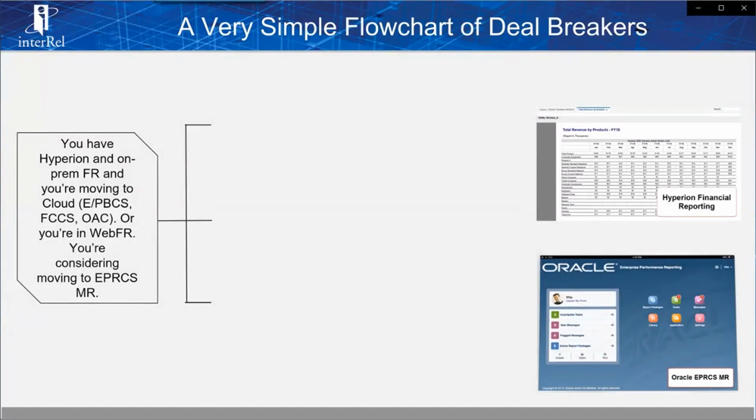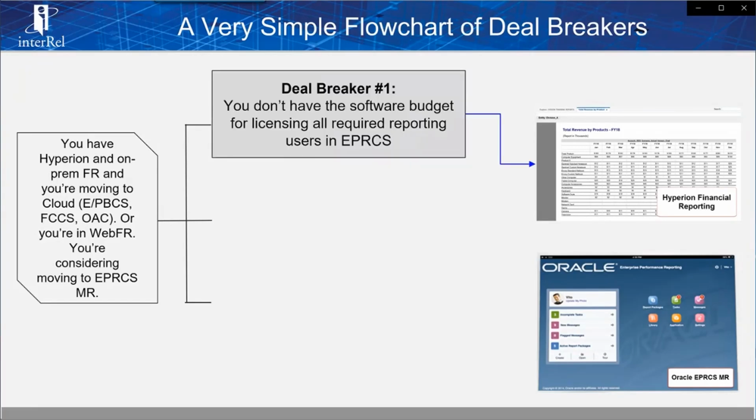So let's say you have Hyperion on-prem, you have FR on-prem, you're moving to some product in cloud, or you're in Web FR already, and regardless of what your path is, you're considering moving to EPRCS MR. So the first deal breaker is you don't have the software budget to purchase EPRCS. Well, there you go. Your decision has been made for you. You will probably need to move to Web FR.